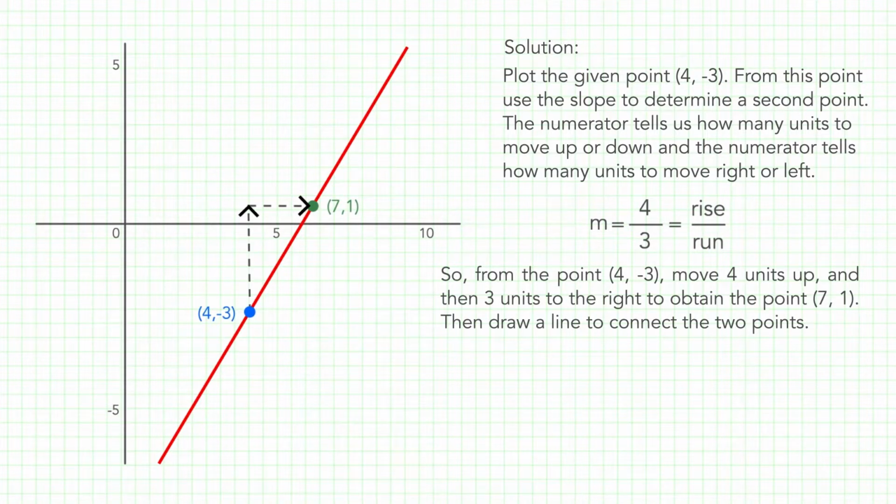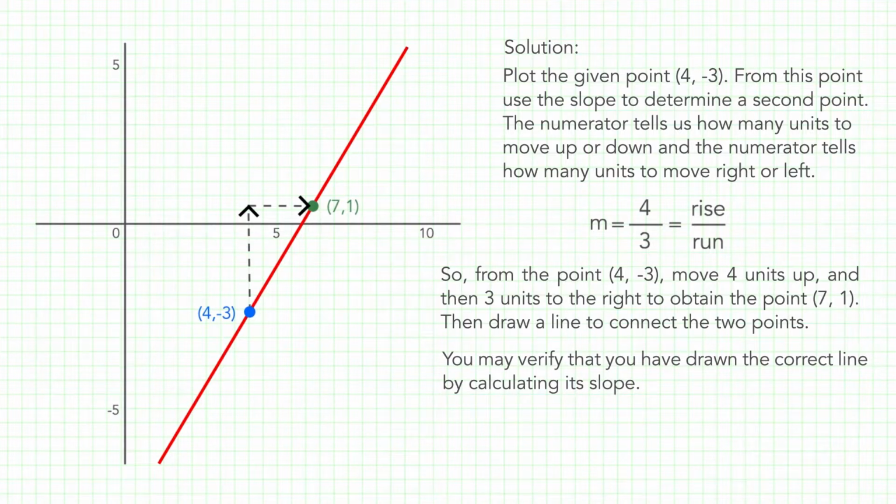So, from the point (4, -3), move 4 units up and then 3 units to the right to obtain the point (7, 1). Then draw a line to connect the 2 points. You may verify that you have drawn the correct line by calculating its slope. m is equal to (1 minus -3) over (7 minus 4), which is equal to 4 over 3.